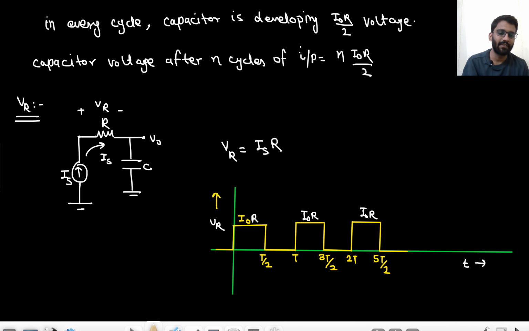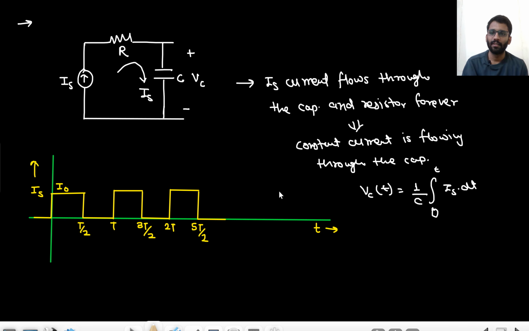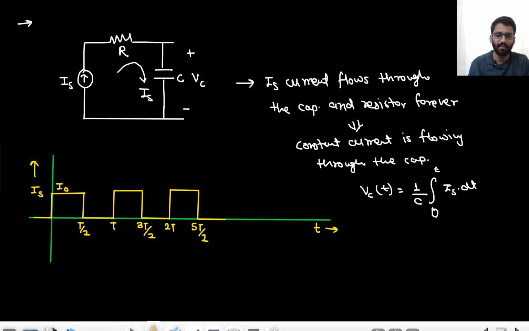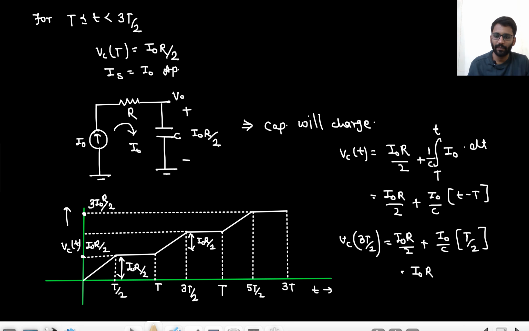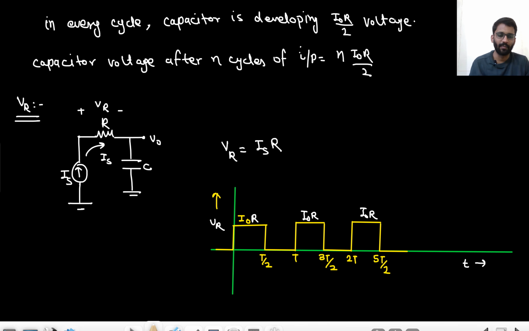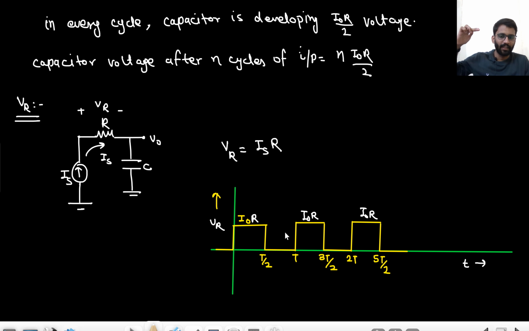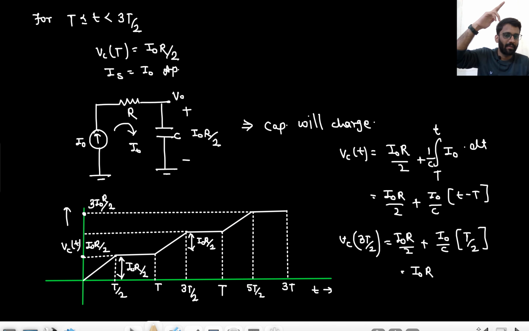Okay, and if someone asks you what is the VS voltage, that will be the addition of VR and VC. So you can just add them up, right? This waveform plus this waveform. It will start from I naught R because initially VR is I naught R. Then it will rise to 3 I naught R by 2. Then again it will come down to I naught R by 2. Are you getting my point?